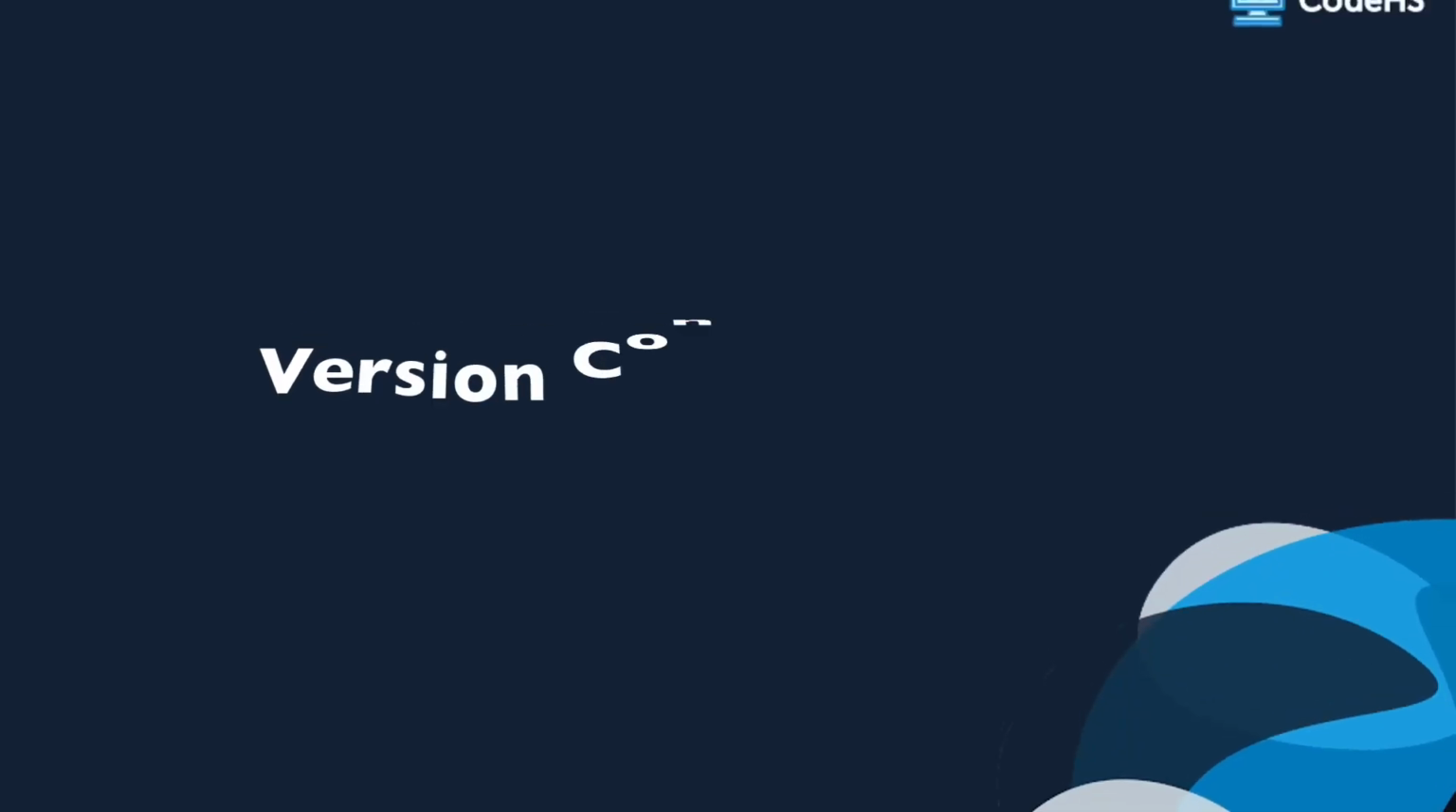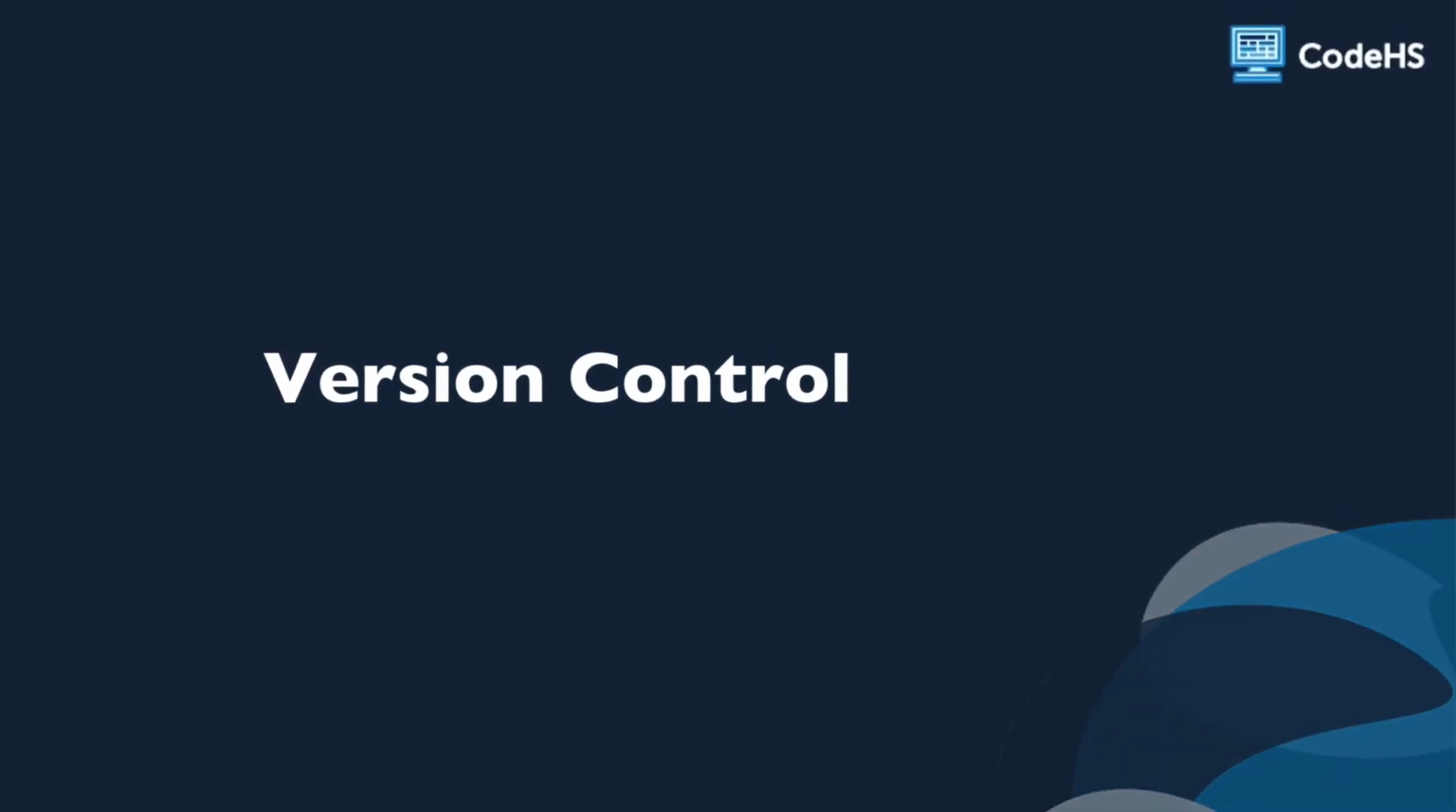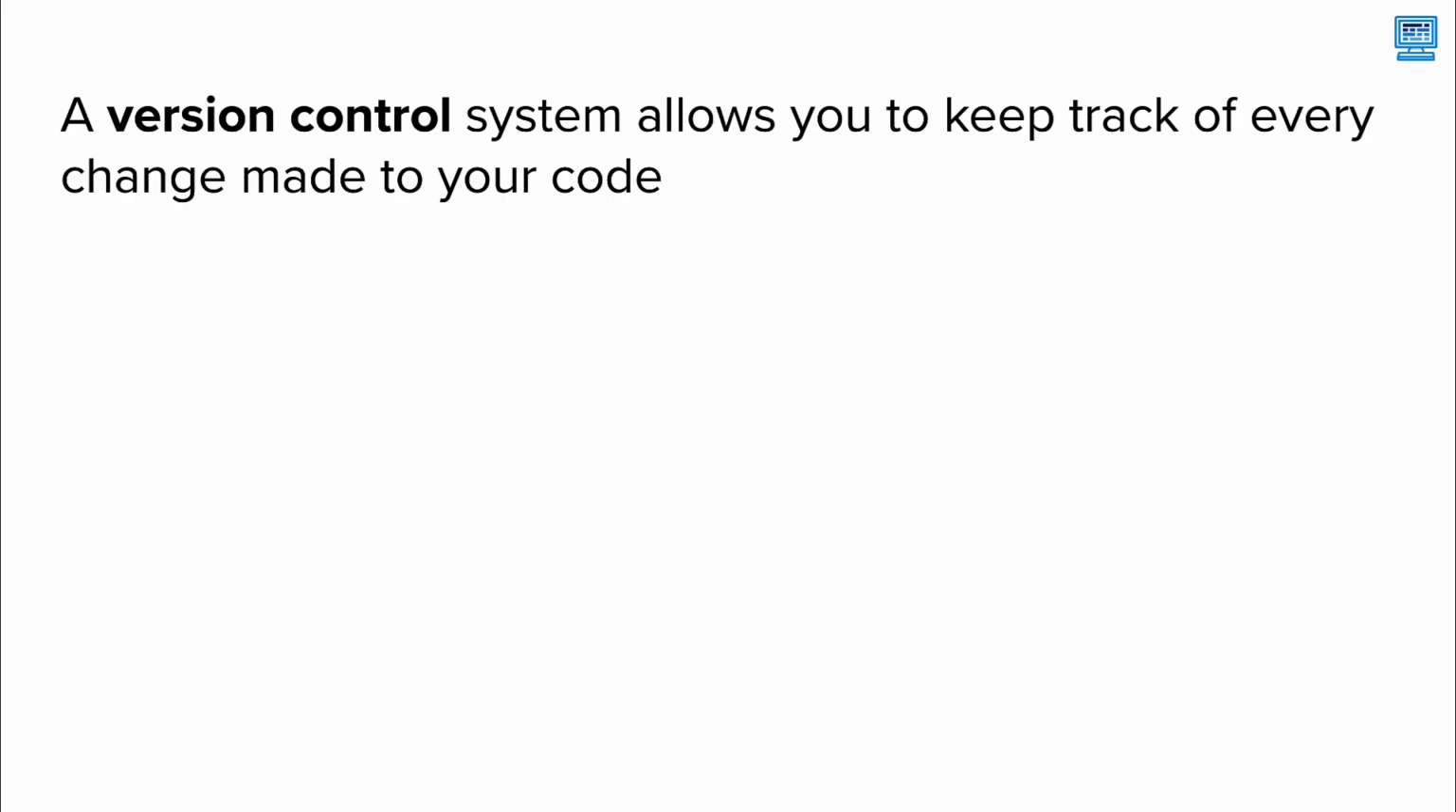Hi, in this lesson, you're going to be learning about version control for software development. A version control system allows you to keep track of every change you made to your code or files. Let's look at what we mean by that.